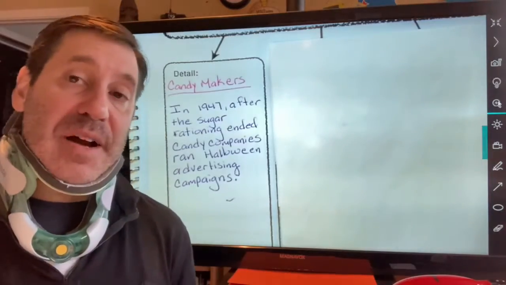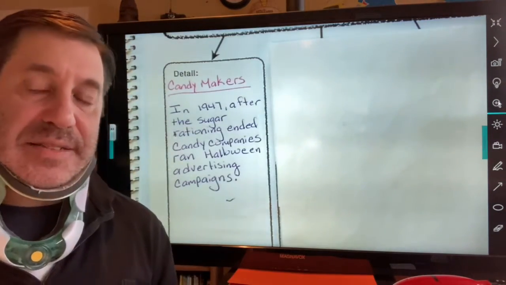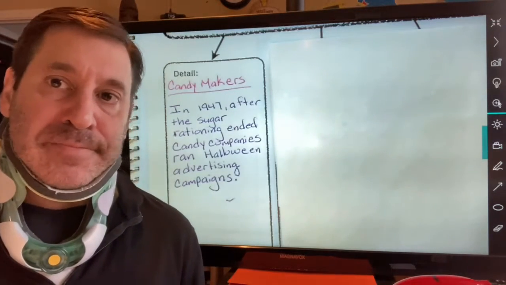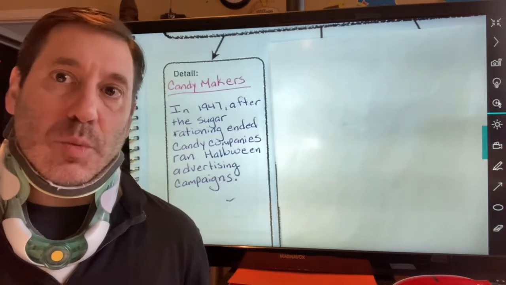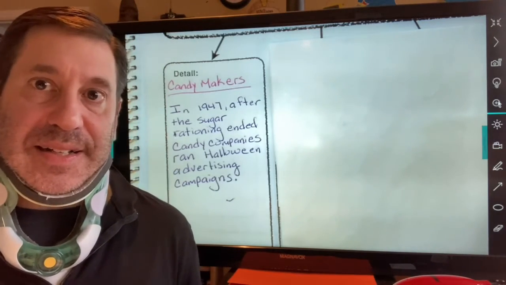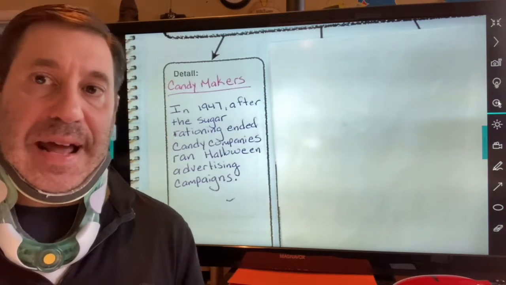Okay, so now I have my first detail. Again, feel free to pause me, write your detail down. You could write it like I did, or you can put it in your own words. What's important is that you write down what the candy makers did and when did they do it. Okay, they did it in 1947 after the sugar rationing ended, and they ran ads.